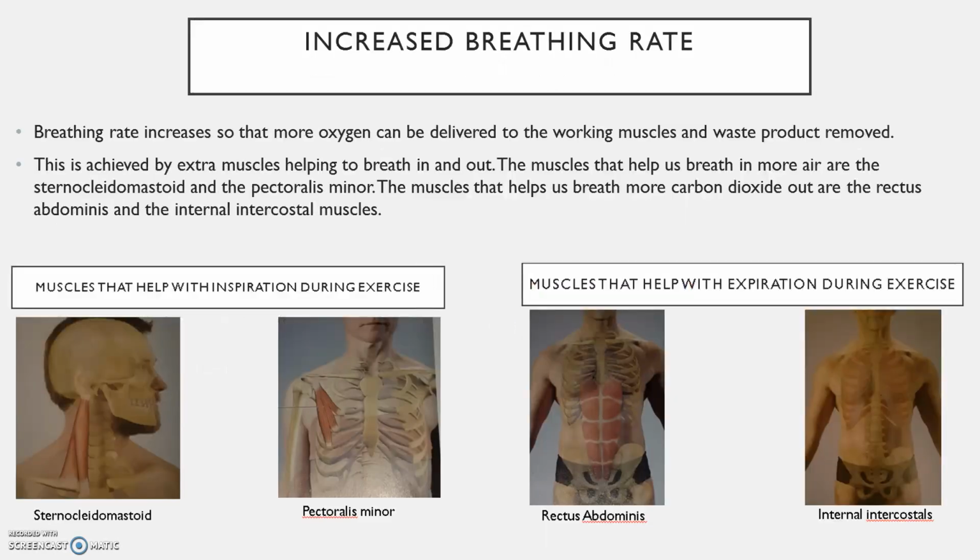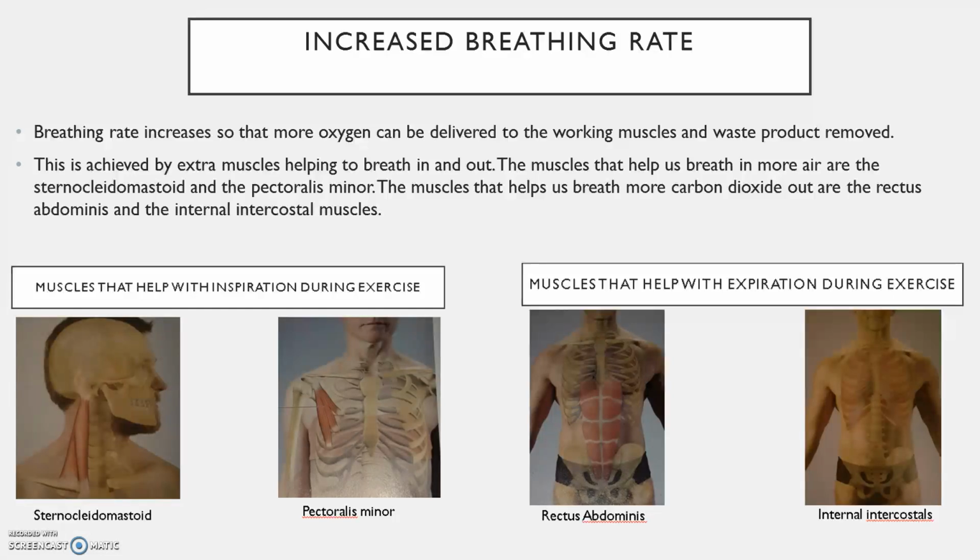So, increased breathing rate. Don't let all the pictures and everything distract you. All we need to know is breathing rate increases so that more oxygen can be delivered to the working muscles and waste product can be removed. So by breathing rate, it's how often we breathe per minute. So breathing rate is the amount of times you breathe per minute, usually 14 at rest. Now that goes up during exercise, doesn't it?